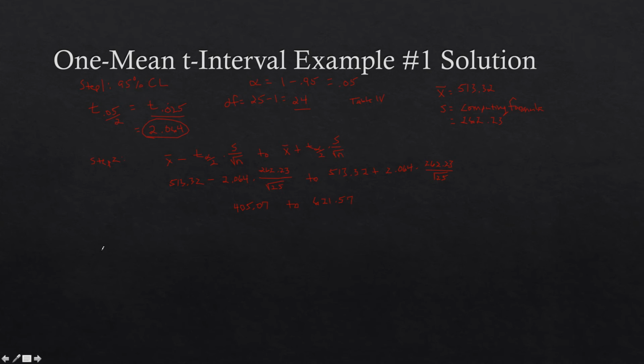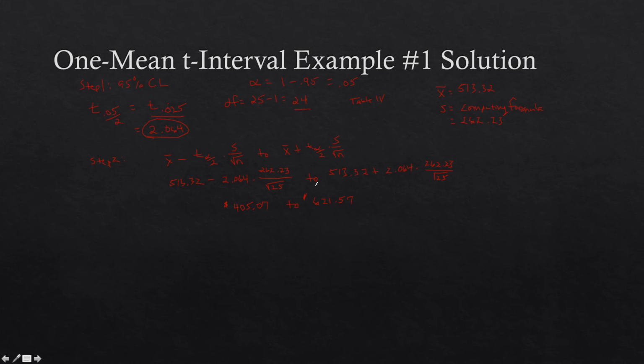Step 3 would be interpretation. We are 95% confident that the mean loss of all pickpocket offenses falls within these dollar values. So we're 95% confident the mean falls between $405.07 and $621.57. It falls somewhere in there. You see, this is much like what we did with the Z interval procedure. It's just doing it a little differently with the T-table.